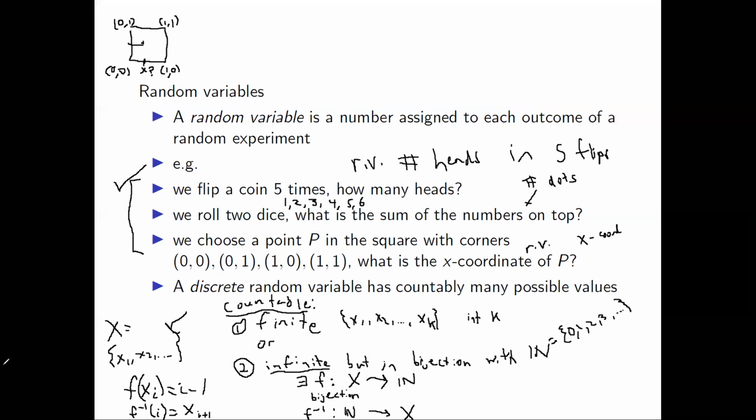The second one, we roll 2 dice. What is the sum of the numbers on top? So the smallest possible number is 1 on each of the dice. The largest possible number is 6. So the sum of the numbers has to be at least 2. It must be at most 12. And it can be anything in between. So we have finitely many values again. So that one is also countable, and it's a discrete random variable.